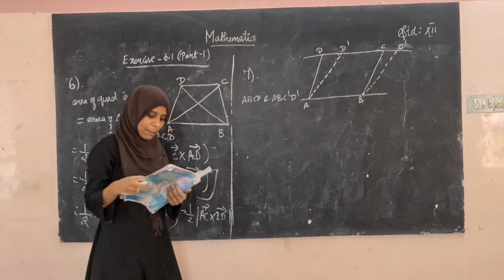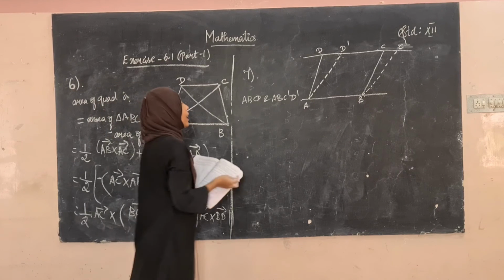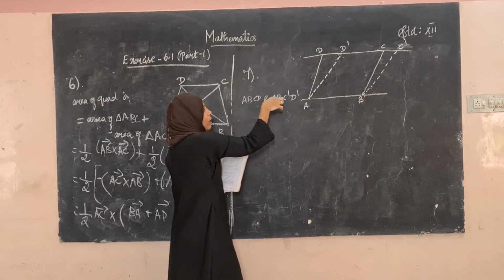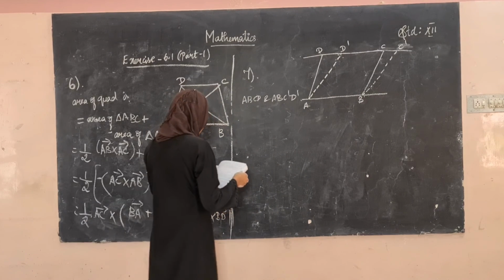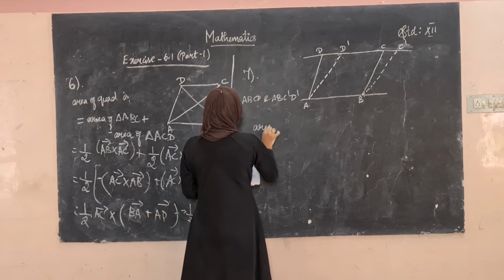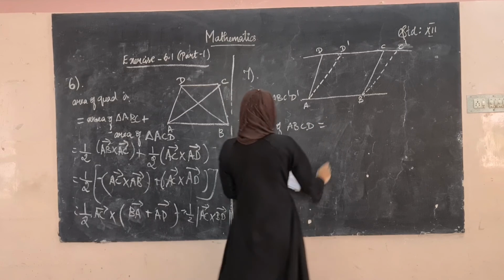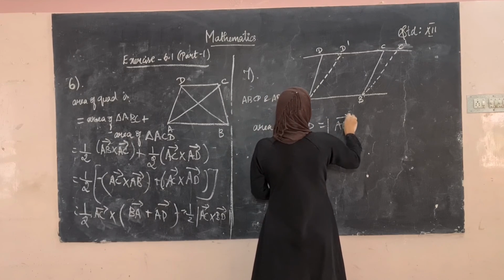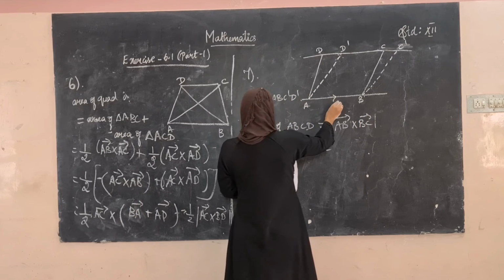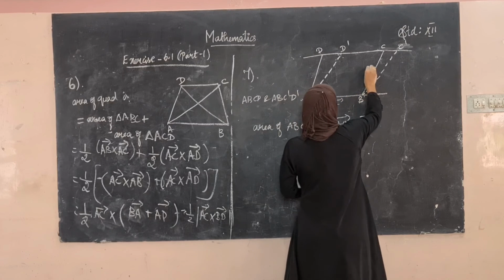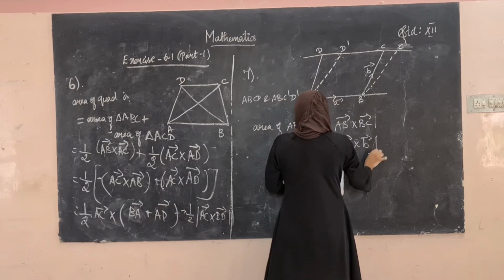What we have to prove is that the parallelograms on the same base and between the same parallels are equal in area. You have to prove that the area of parallelogram ABCD is equal to the area of parallelogram ABC dash D dash. What is the area of parallelogram ABCD? It is given by modulus of AB vector cross BC vector. Let us take this as A vector, this as B vector, which is equal to A vector cross B vector.